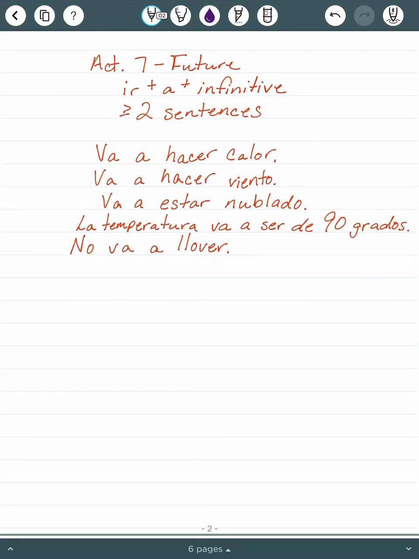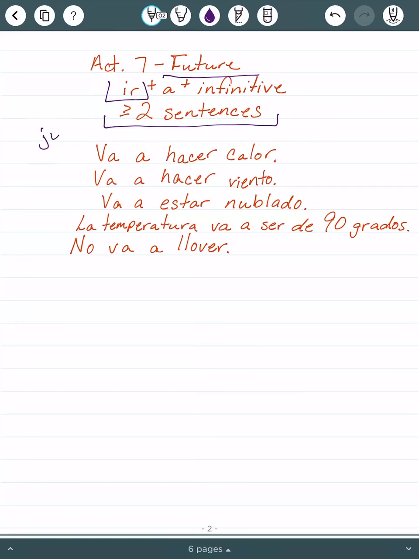All right, let's take a look at activity 7. This one is using the verb ir that we learned, and we're looking for the future of what the weather is going to be like. What you're going to do is go to Google, search what the weather's going to be like Friday, Saturday, and Sunday, and then they give you the 3 days. I'm going to say that I'm at least looking for 2 sentences there, okay?